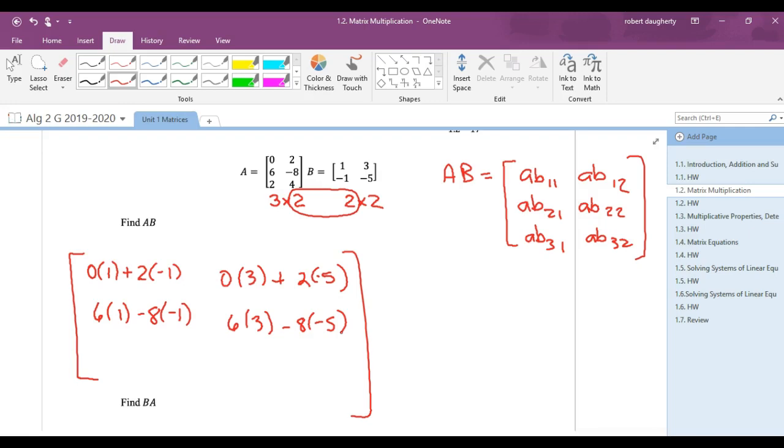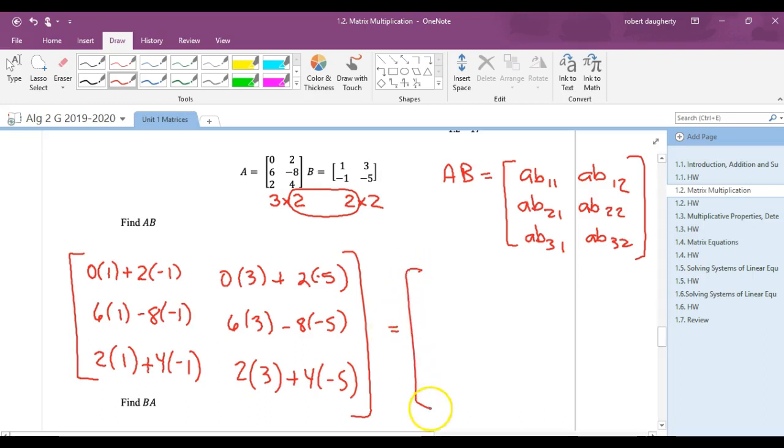So what do I have to do to find the last row? It's third row. So I start with third row, first column. So that's going to be what? 2 times 1 plus 4 times -1. And then that last element is third row, second column. So that's going to be 2 times 3 plus 4 times -5. Okay. So key to get all of this, and then if you need a calculator, have at it. You can always use arithmetic or 4-function calculator on anything in here.